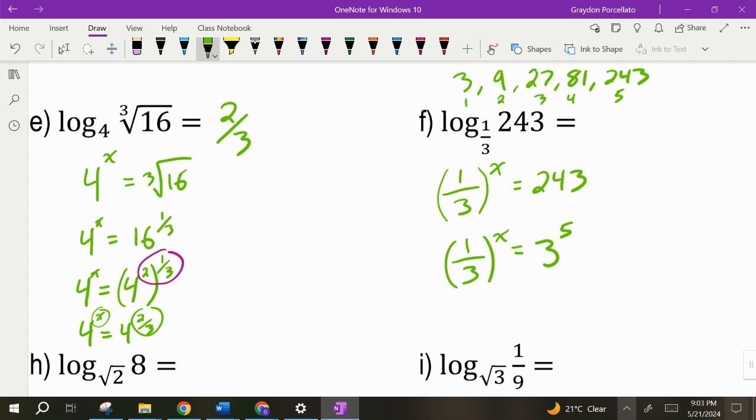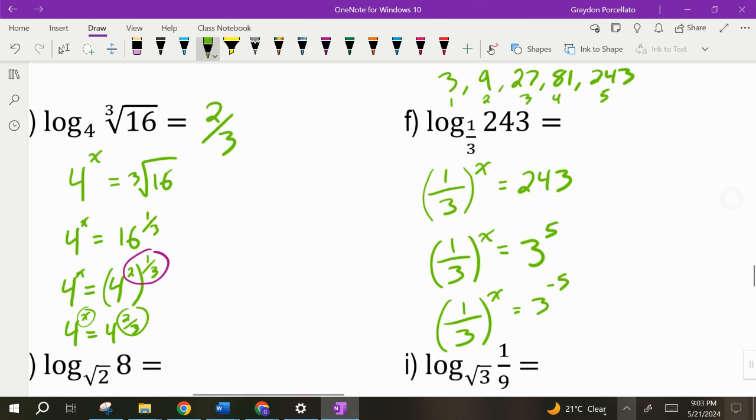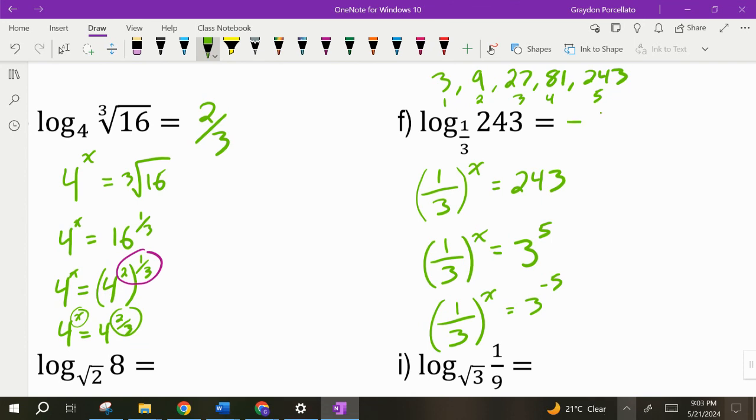And how do I make that a fraction? Well, I make that negative. So if I were to make that a negative, that would give me my fraction. Okay? So we make that negative 5.